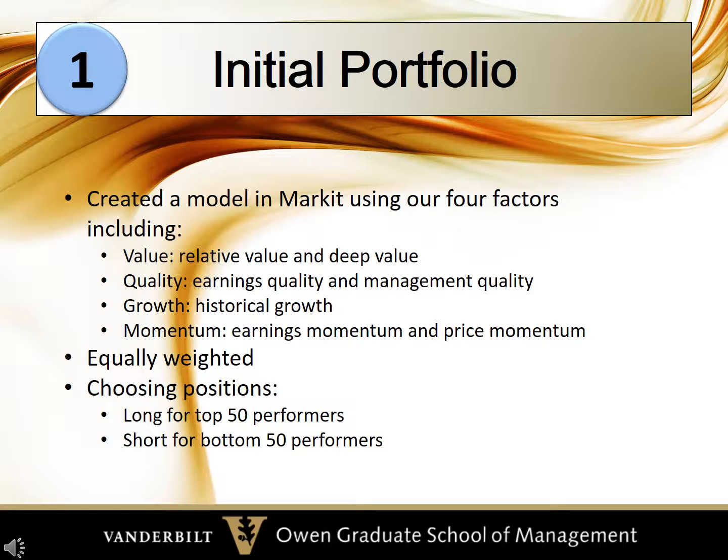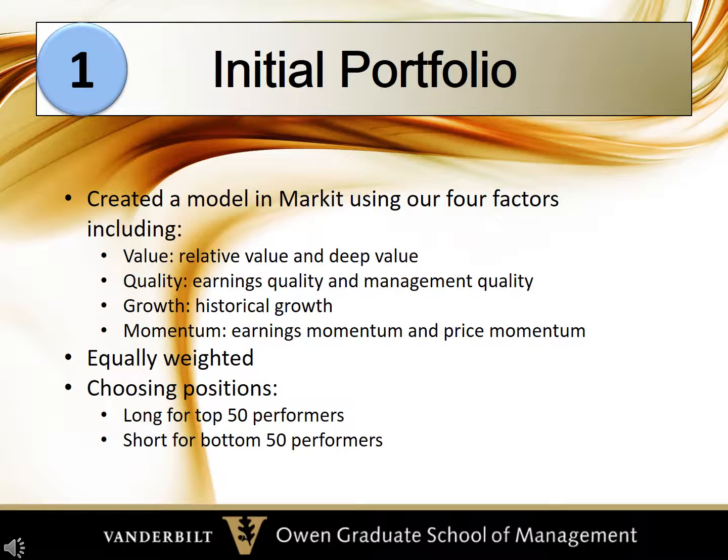Based on this optimization, our final model included 2 value factors, 2 quality factors, a growth factor, and 2 momentum factors. For value, we had a deep value factor, specifically leading 12-month EBITDA to enterprise value, and a relative value factor, which was industry relative trailing 12-month sales to price. The 2 quality factors were earnings quality, which was the earnings response coefficient, and management quality, where we used free cash flow return on invested capital. For growth, we used a historical growth factor of 3-year change in assets adjusted trailing 12-month earnings per share. The last 2 factors were our momentum factors.